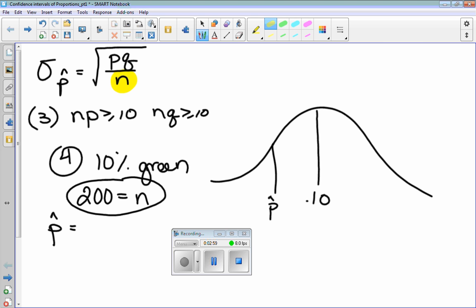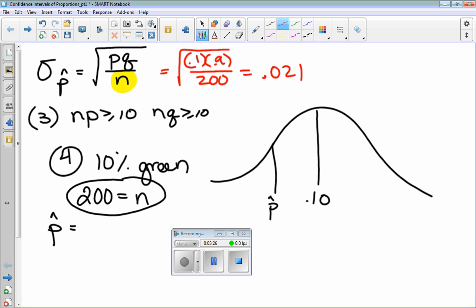For B, you had to just find the number, which was 0.1 times 0.9 divided by 200, and take the square root of it. So you get your new standard deviation of 0.021. Did you get that? 4B, that's the standard deviation, right? Because you have 10% as your P. So you plug in the square root of 0.1 times 0.9 divided by 200, and you got 0.021.